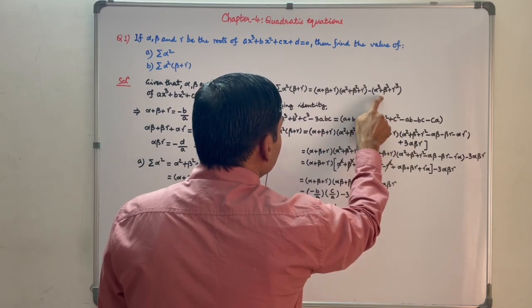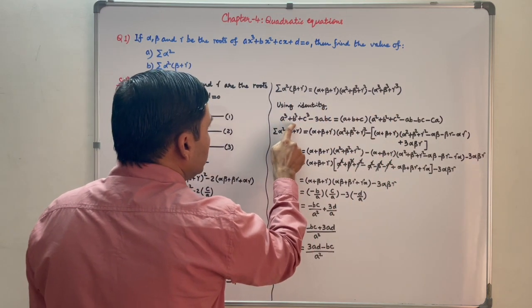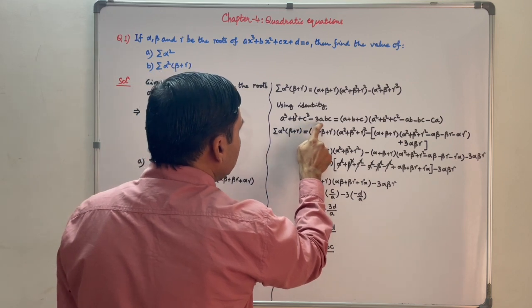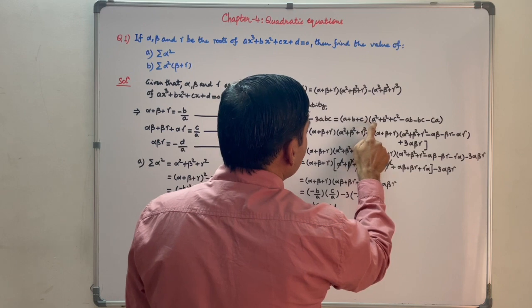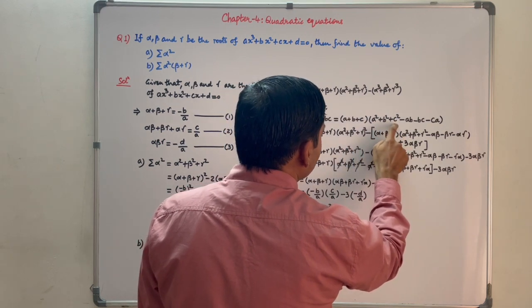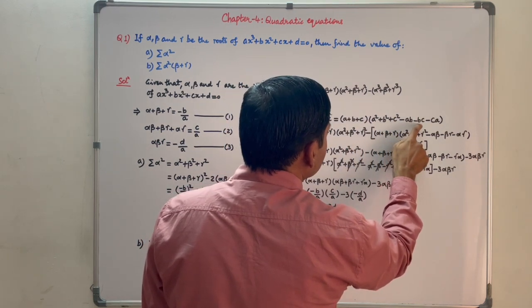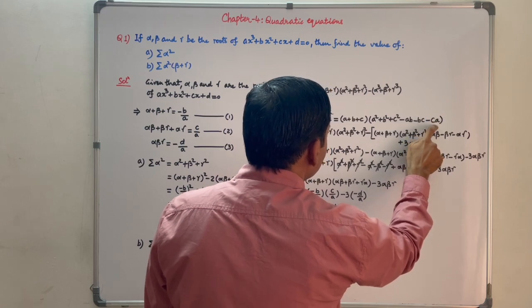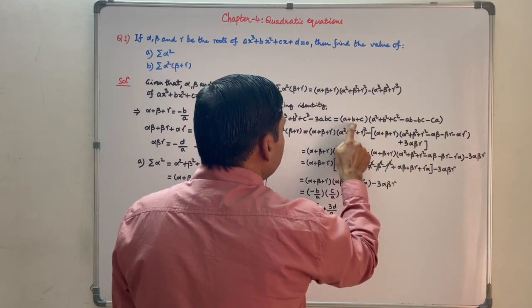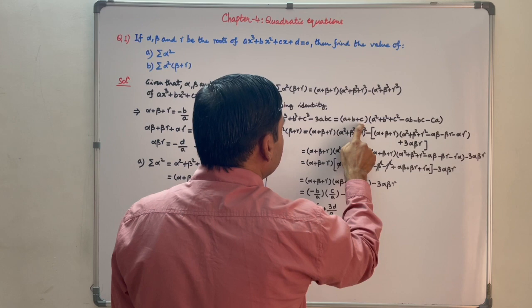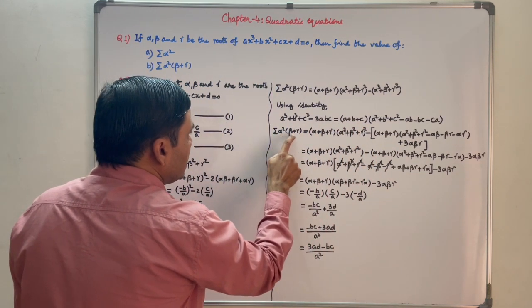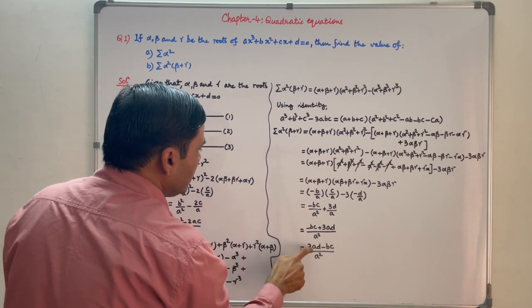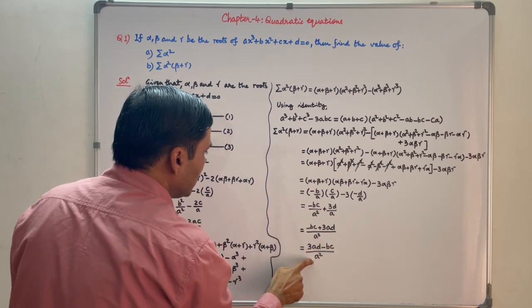For this, we will use identity a cube plus b cube plus c cube minus 3abc is equal to a plus b plus c into a square plus b square plus c square minus ab minus bc minus ca. In place of a, b and c, we will put alpha, beta and gamma. So summation of alpha square into beta plus gamma is equal to 3ad minus bc upon a square.